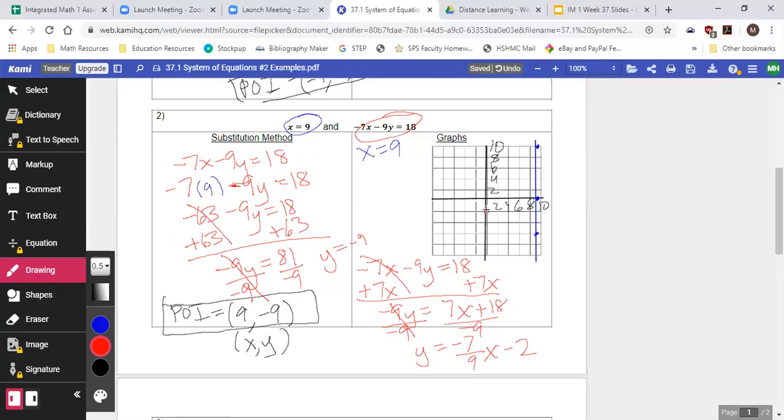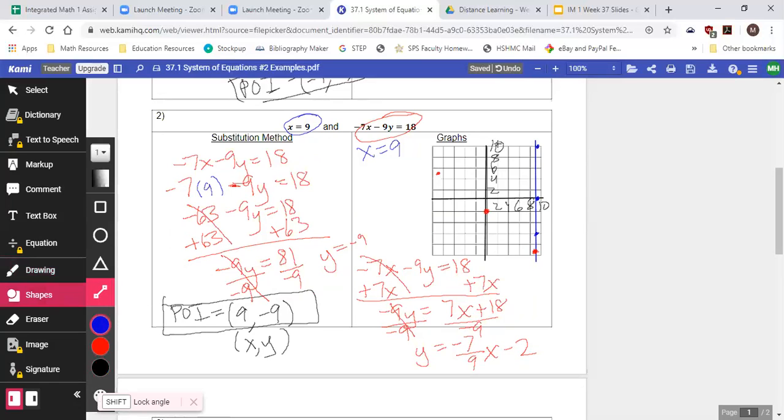Now I need to graph my second equation, which is -7 over 9x minus 2. So I start at -2. I go down 7 and to the right 9. So 1, 2, 3, 4, 5, 6, 7, and 2, 4, 6, 8, 9. And then over here I go up 7, and then 9 to the left. And then I connect my points to form my line. And my line should look something like that.